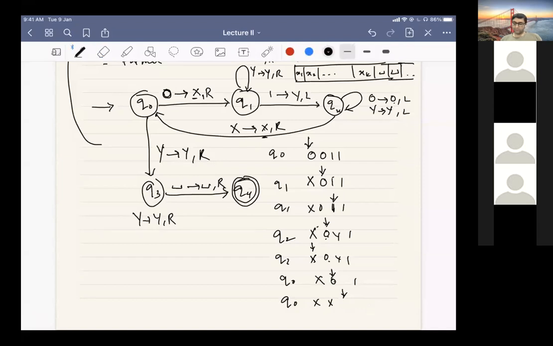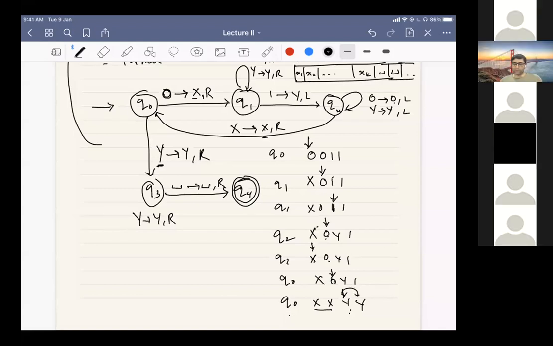Okay, so the machine will be in Q0. The first two zeros must have been converted into X's, and the ones have been converted into Y's. The machine is pointing to the Y, so it will read Y. When it reads Y, it does not change anything. It goes in the right-hand direction, so it will come here, and it will go to state Q3.